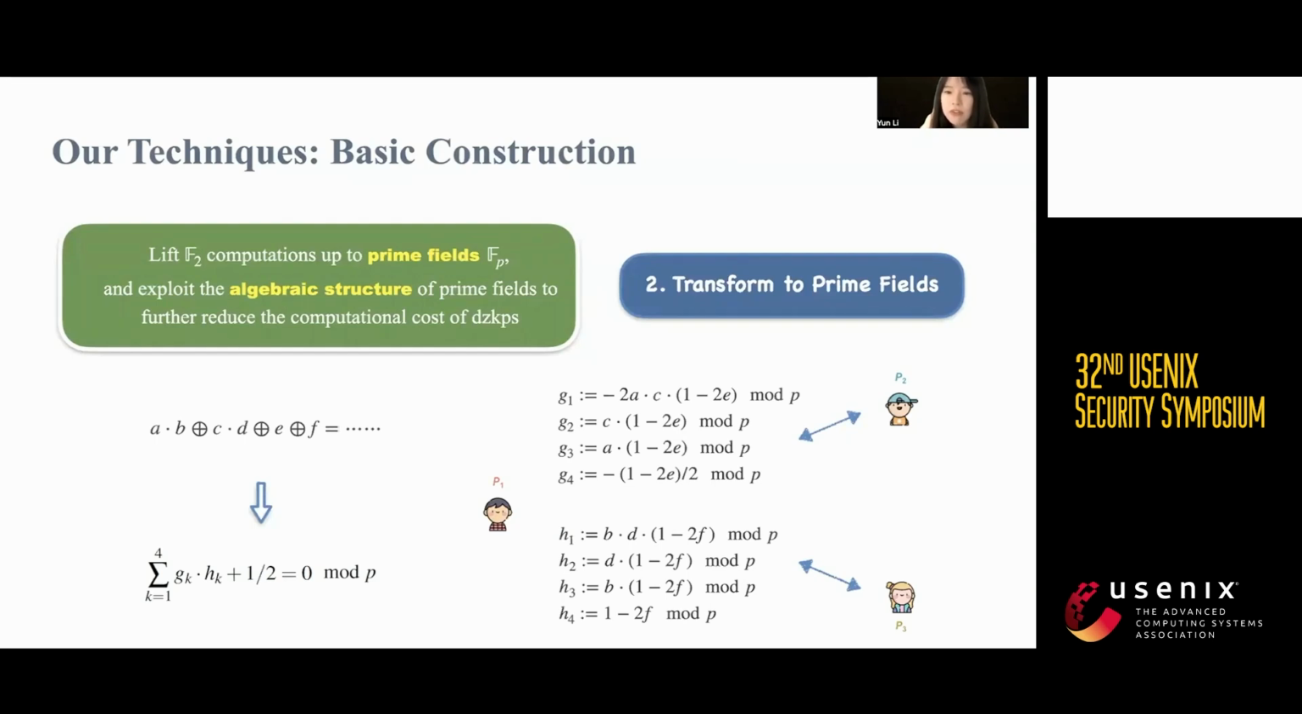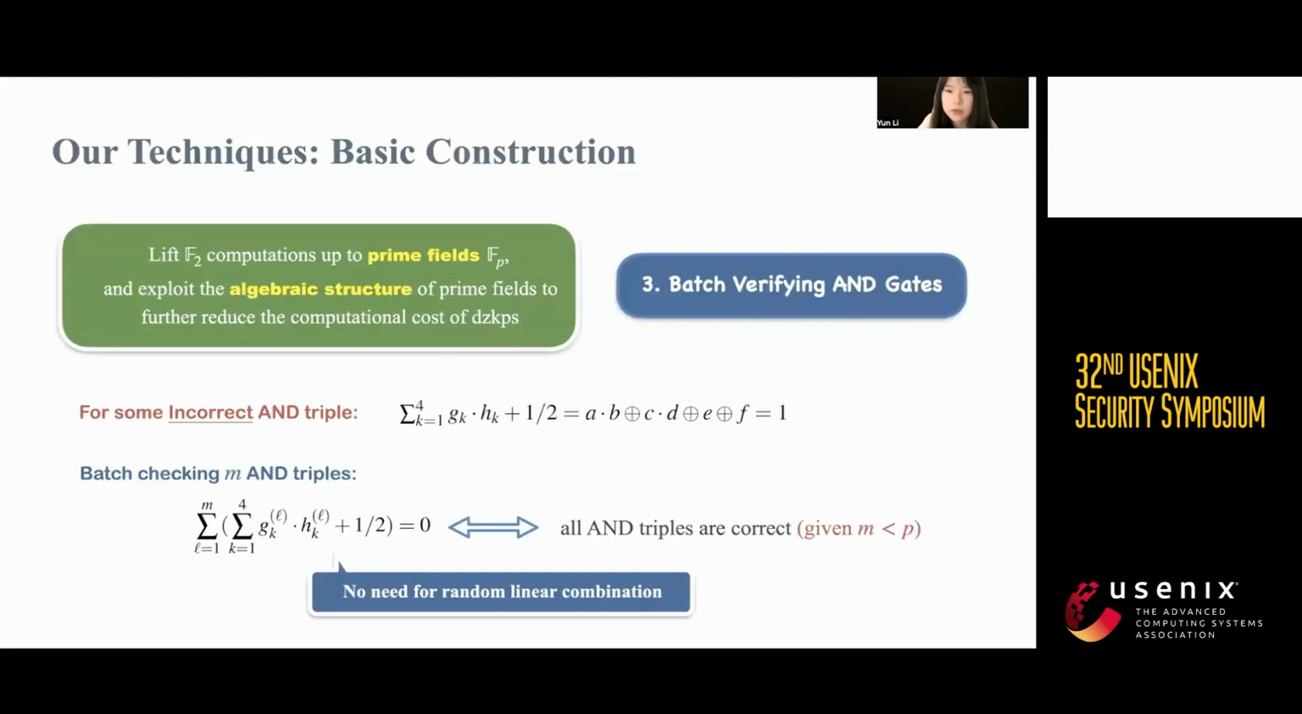Next, we simplify the transformed equation again by merging intermediate results together, and define new variables G1 to G4, which are known by P1 and P2, and H1 to H4, which are known by P1 and P3. After this step, we can get an inner product relation over the prime field. Now we want to batch verify multiple AND gates.